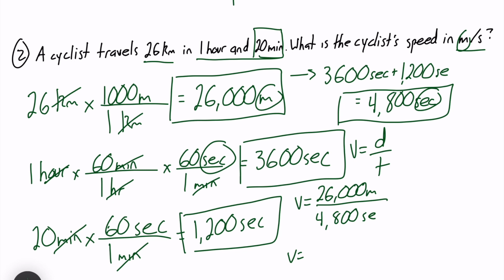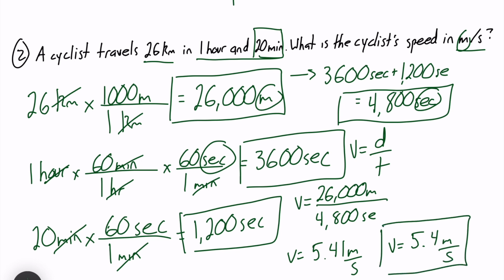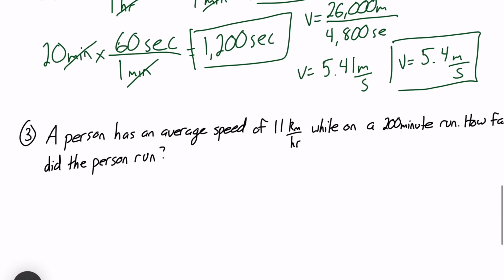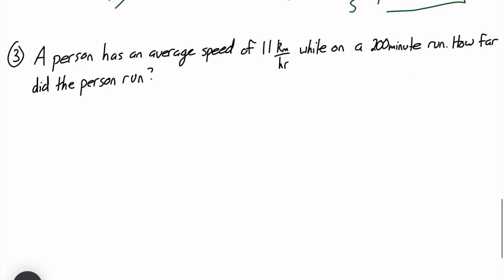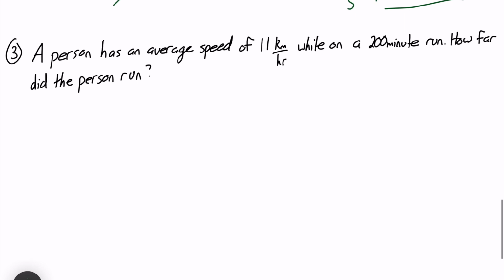And if we just type that into our calculator, let's take a look here. So 26,000 divided by 4,800, you should get 5.41 meters per second. And you know what? Let's round this to 2 significant figures. I'm going to say we have an answer of 5.4 meters per second. That should be our final answer. Make sure to get those units correct. Make sure to check the question for which units it wants. And let's move on to our last example.